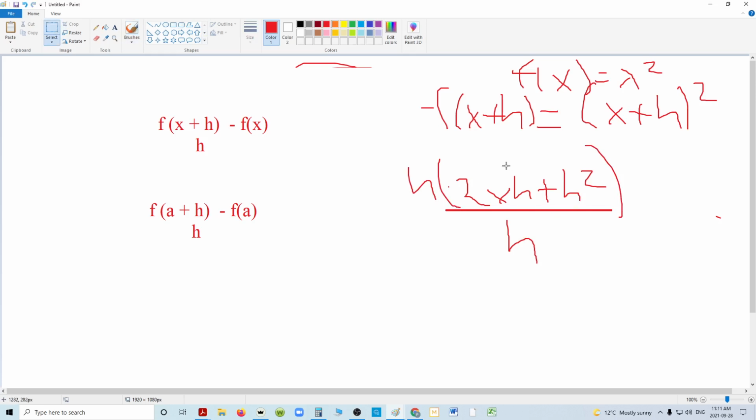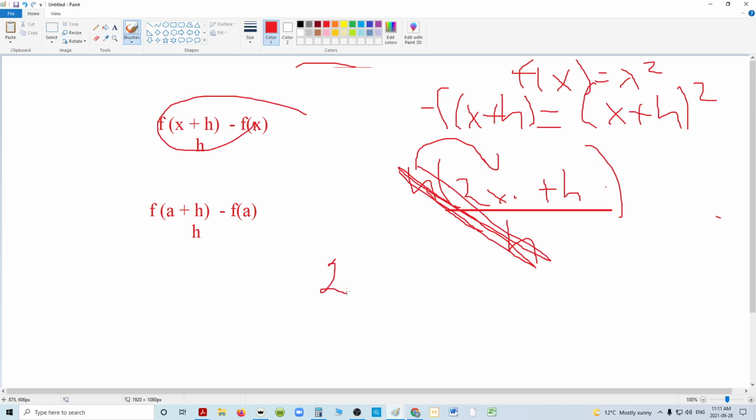Instead of refactoring an h out, you're left with 2x, because that h is gone now, plus h, because one of the h's is gone. It's quite clear now that this h is multiplying these two things and divided by itself so that it's canceled out. So you're left, ultimately, when we do this for x squared, with 2x plus h.